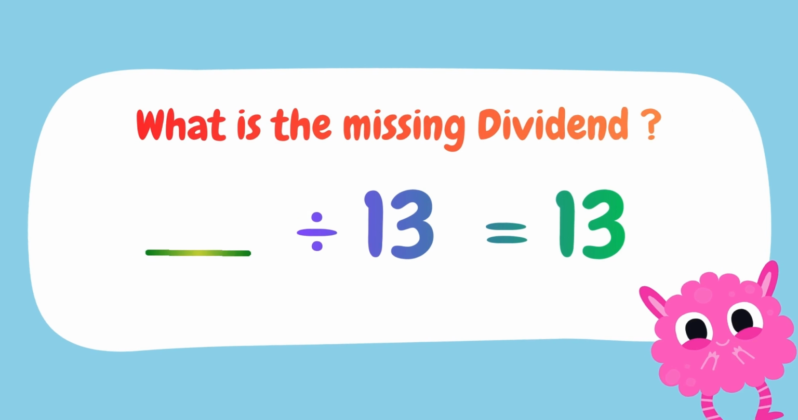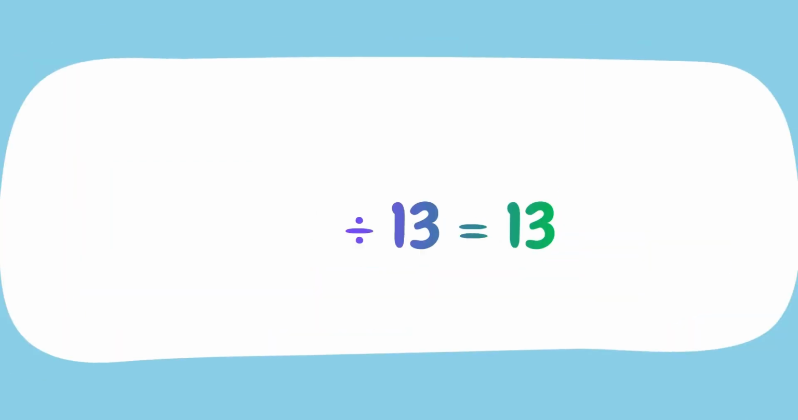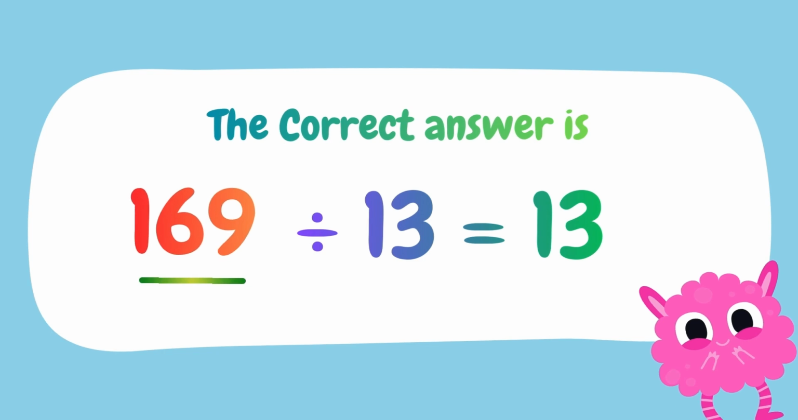What is the missing dividend? The missing number is 169. 169 divided by 13 equals 13.